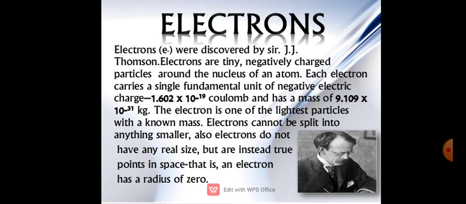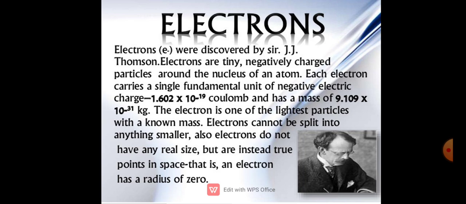Sir J.J. Thomson discovered electrons, minute negatively charged particles around the nucleus, having an electrical charge of minus 1.602 multiplied by 10 raised to power minus 19 coulomb and a mass of 9.109, or we can also say 9.1 multiplied by 10 raised to power minus 31 kg. The electron is one of the lightest particles with a known mass.